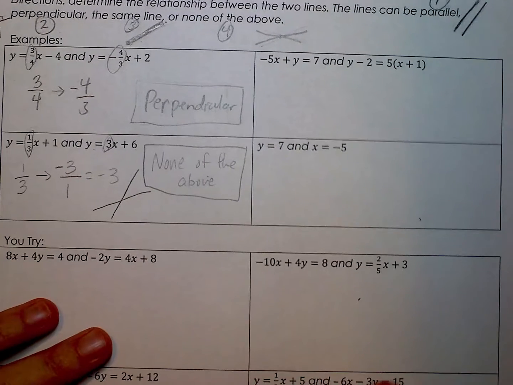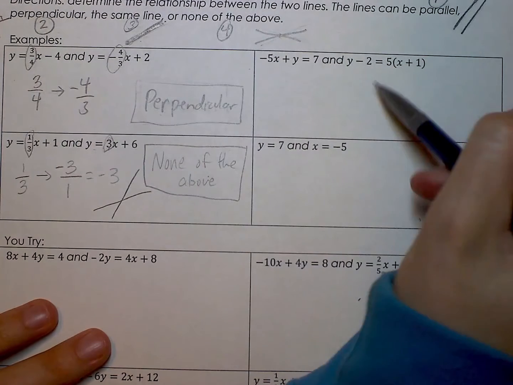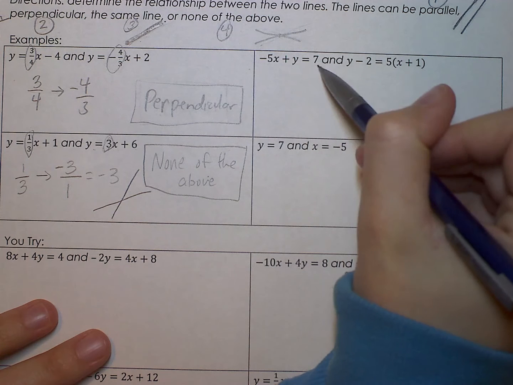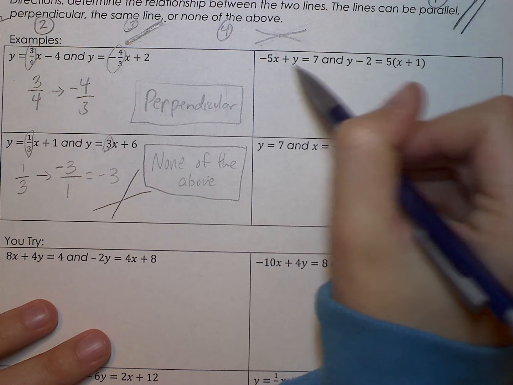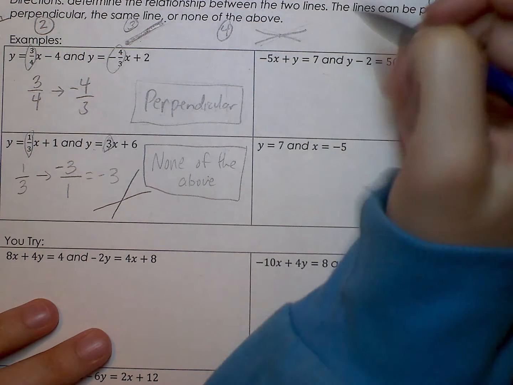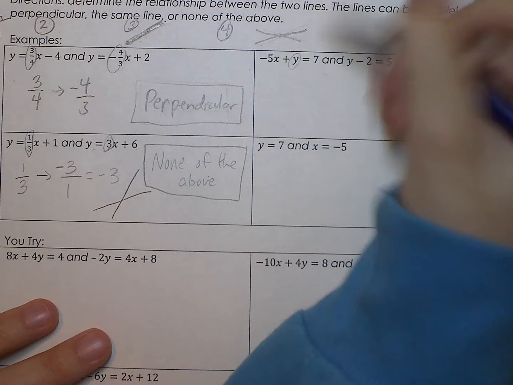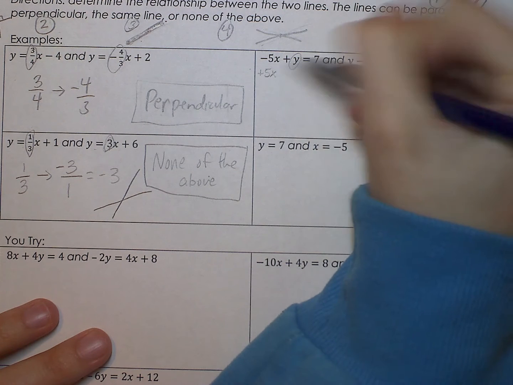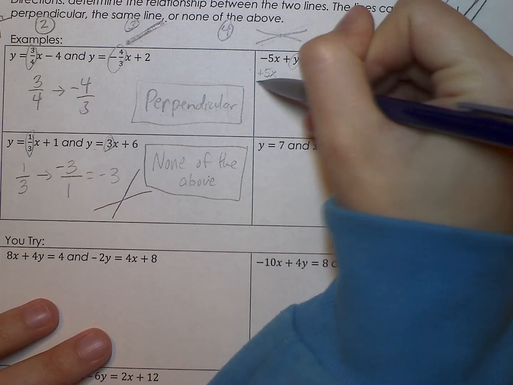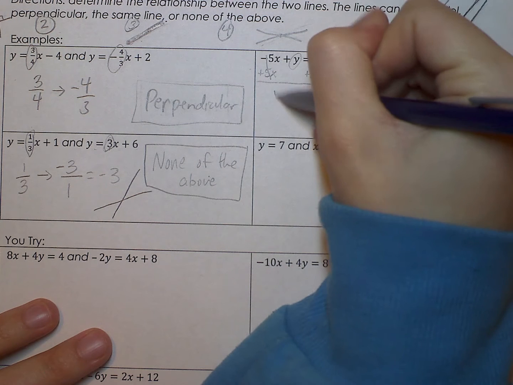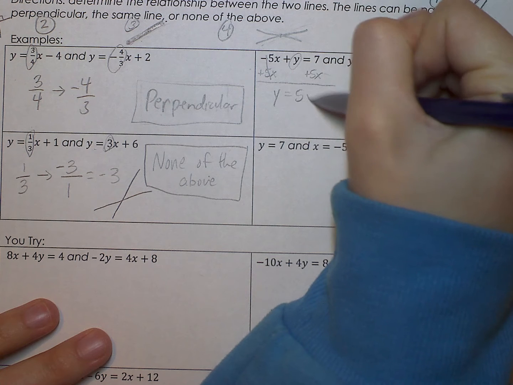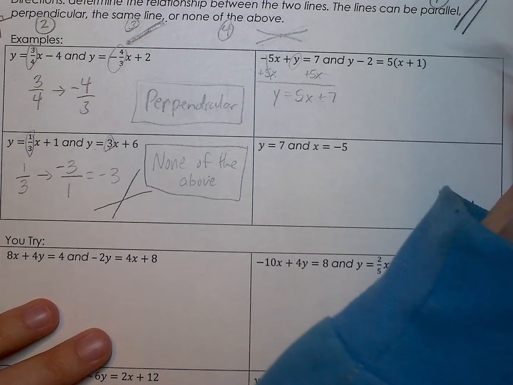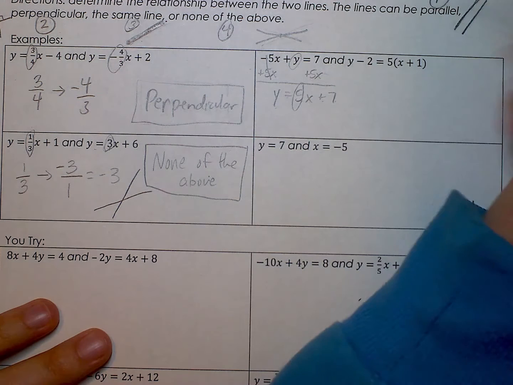Let's look at another one. Here, my slope isn't as clear to me. This is standard form, so in order to get a slope, I'm going to have to rearrange. I need y by itself, so I'm going to add 5x to both sides. I get y equals 5x plus 7. And now I'm good. This is y equals mx plus b, and I can see my slope is 5.